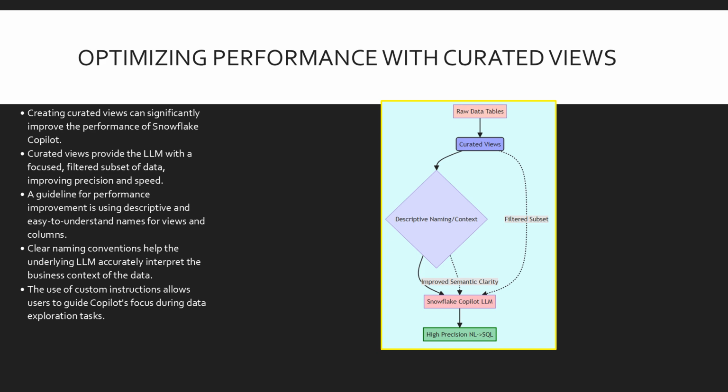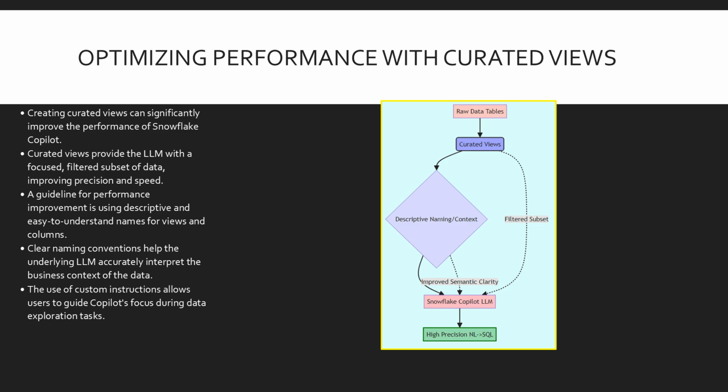process. It is a vital guideline, highly recommended for maximum performance benefit, to consistently use descriptive, unambiguous, and easy-to-understand names, not only for the views themselves but also for all the underlying columns they contain. These clear, explicit naming conventions are essential because they directly assist the underlying LLM in accurately and quickly interpreting the true business context and inherent meaning of the data, minimizing misinterpretations and ensuring relevance. This intentional clarity in naming is key to reliable semantic translation.